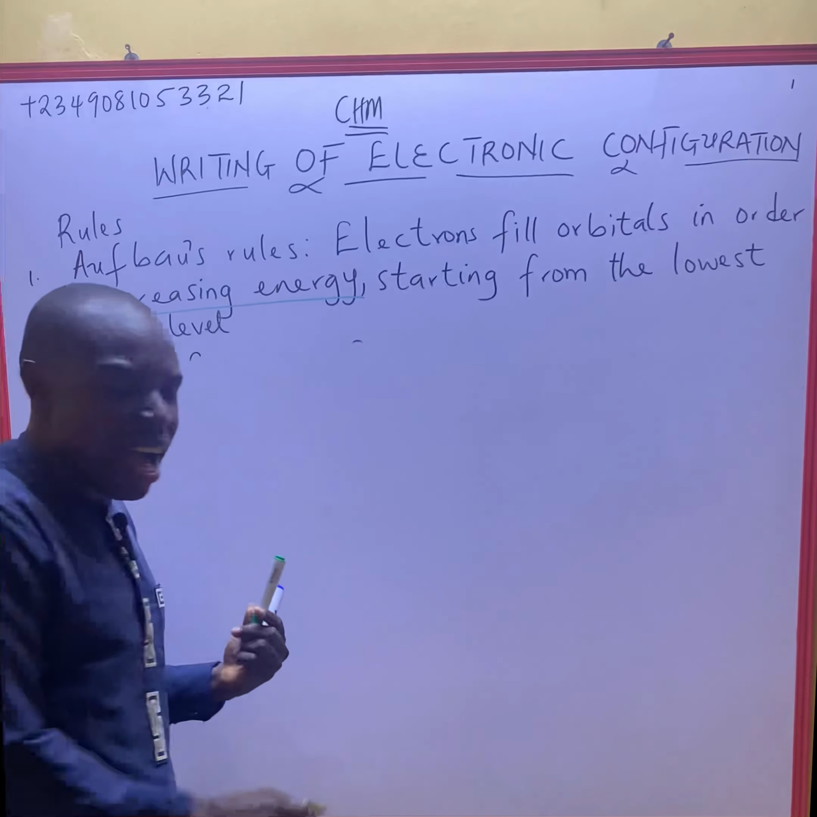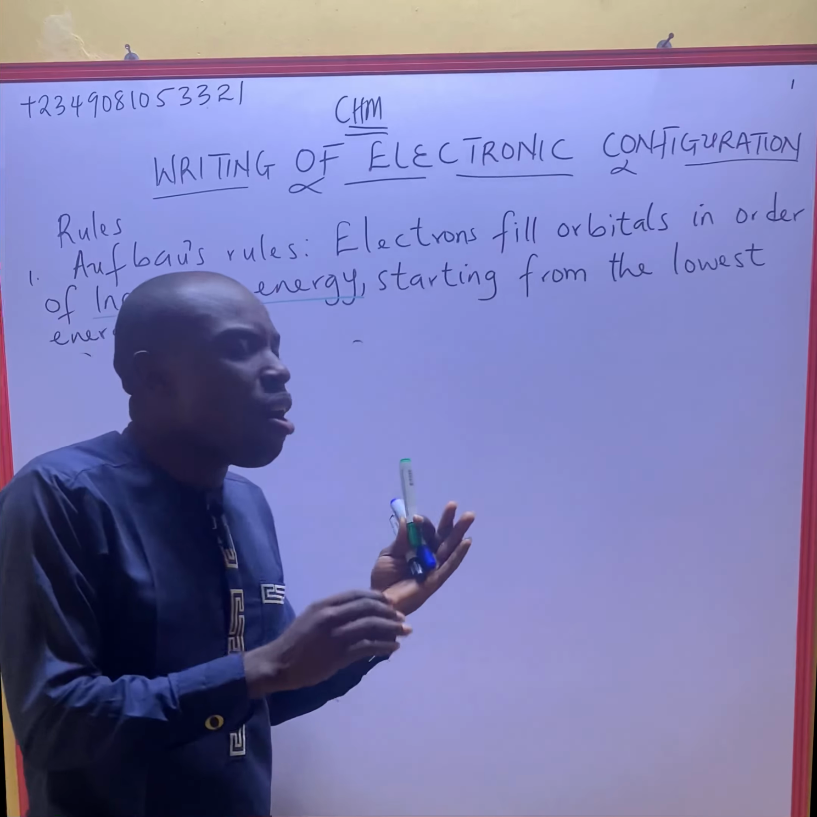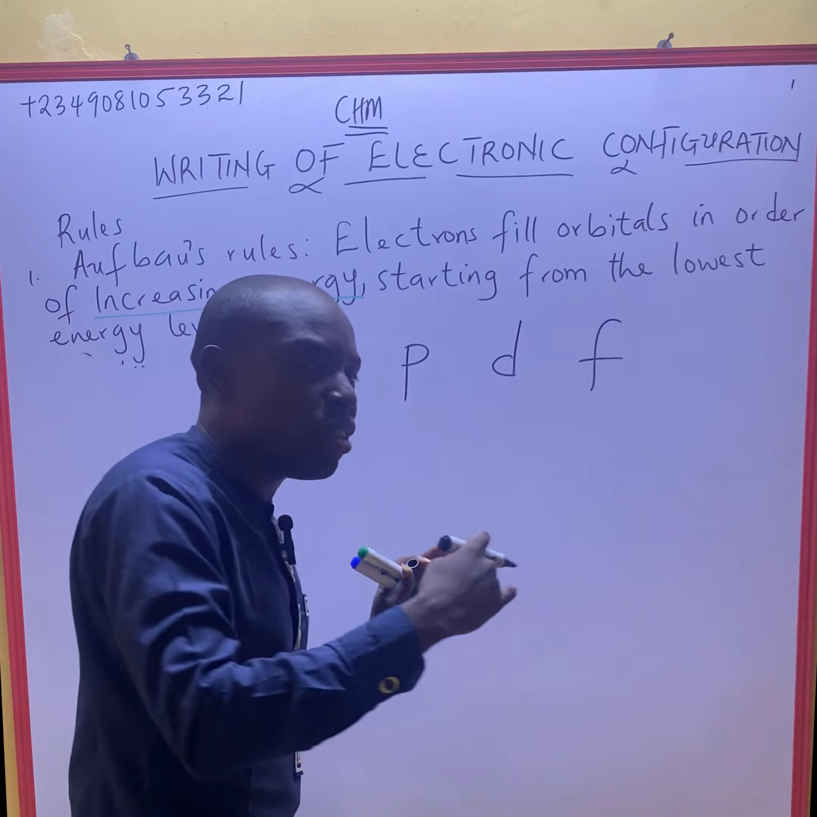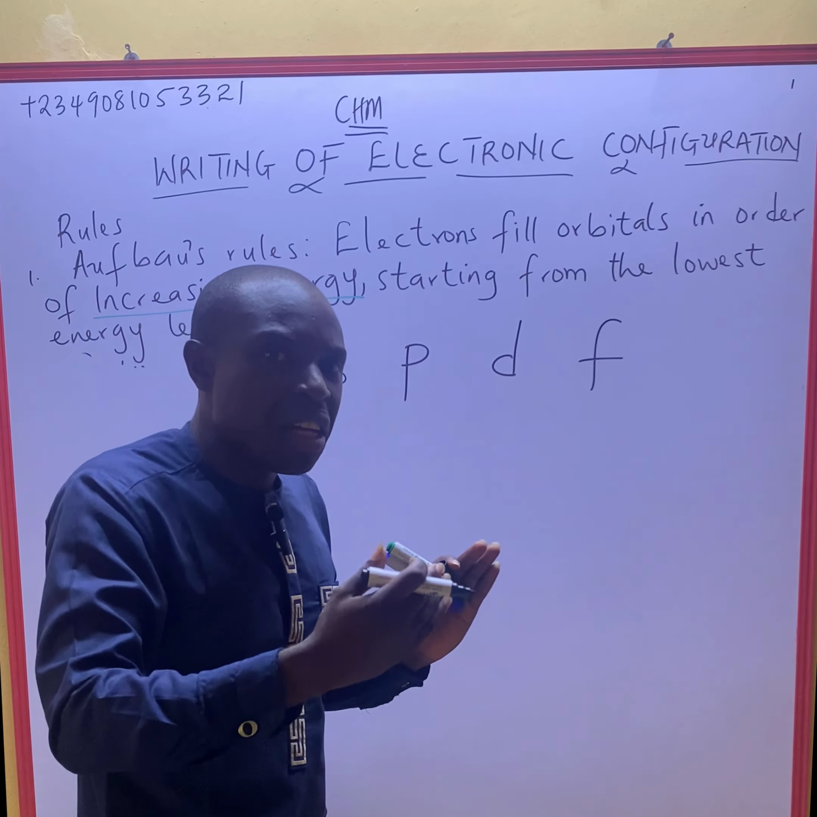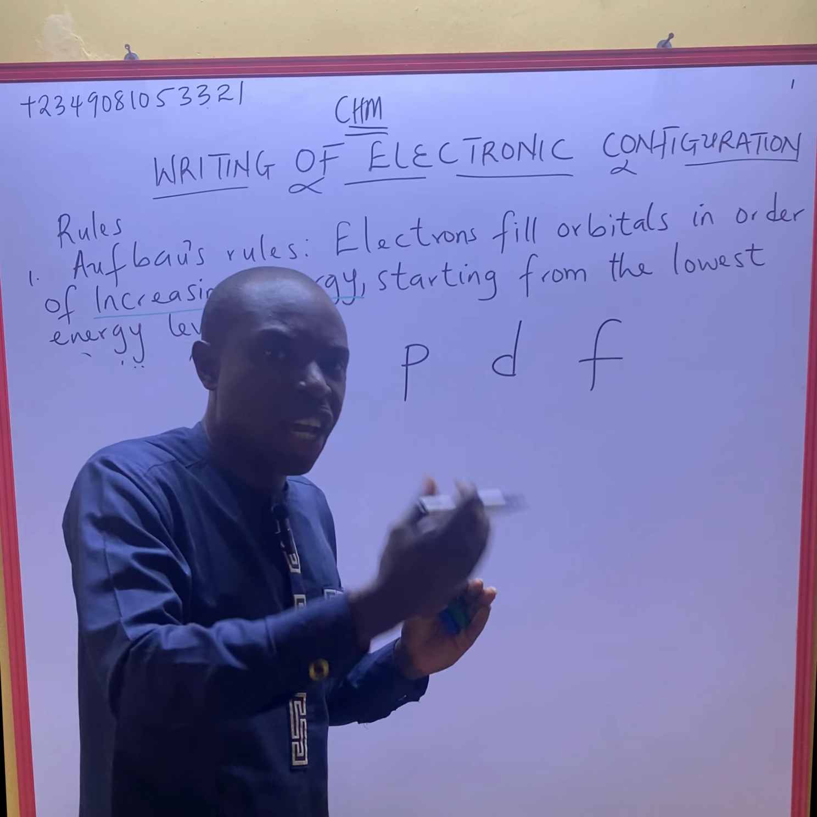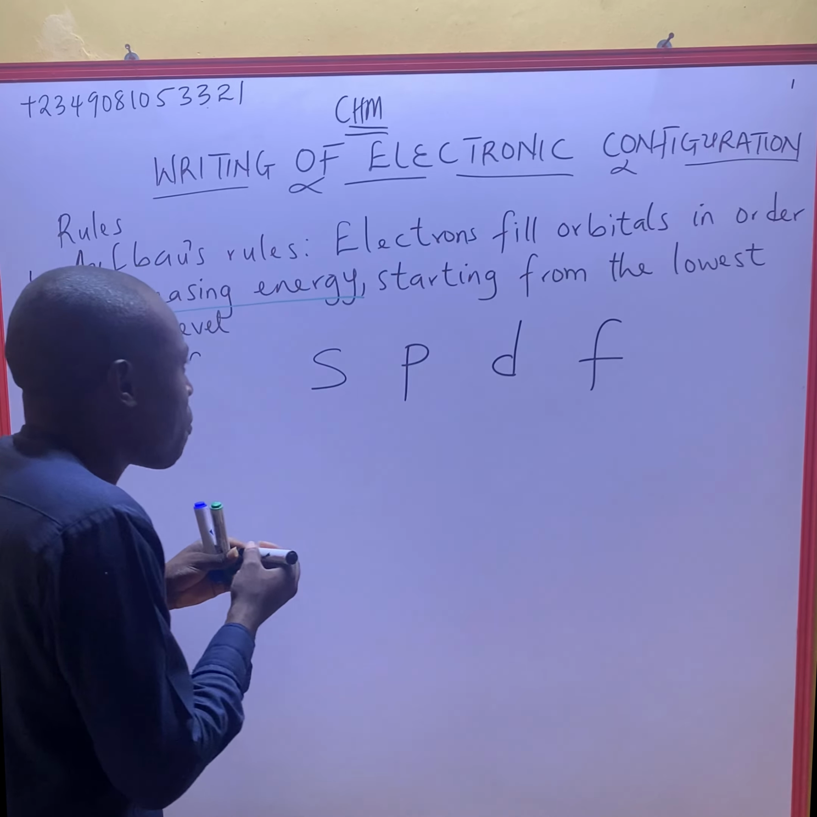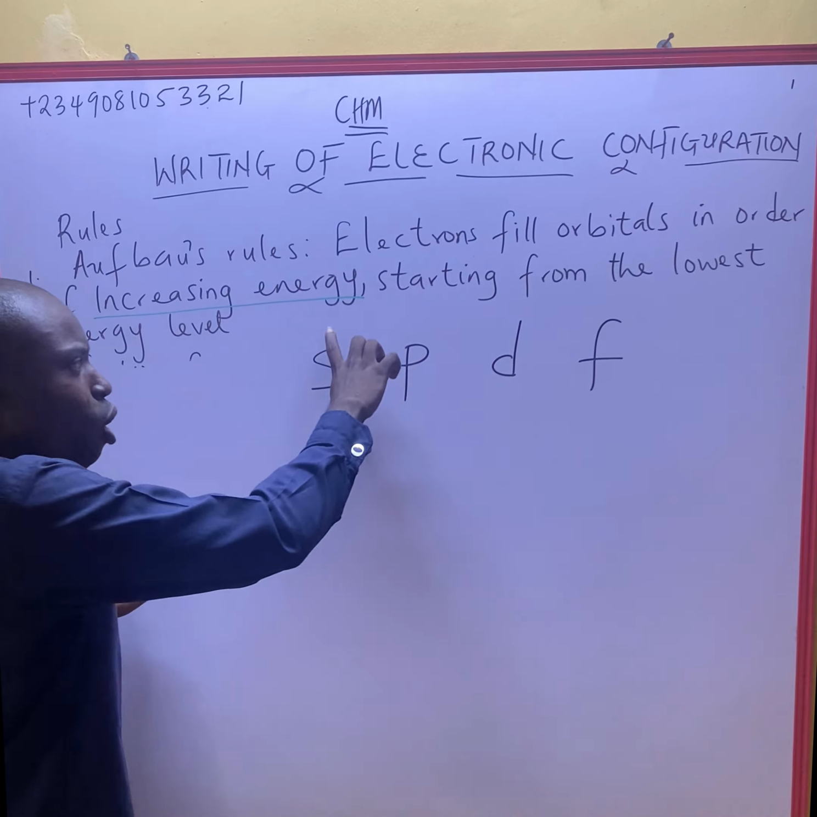Now, what are the things we should know? For the orbital method, this is what you should do. We have S, P, D, F, and we also have G and H, and that is how it climbs. This is according to the azimuthal quantum number.